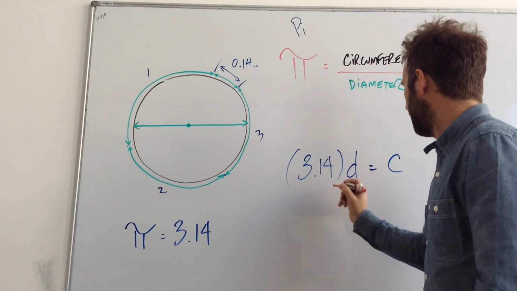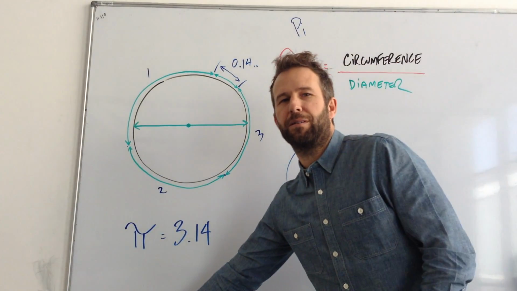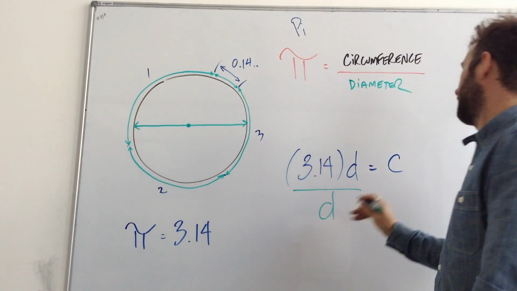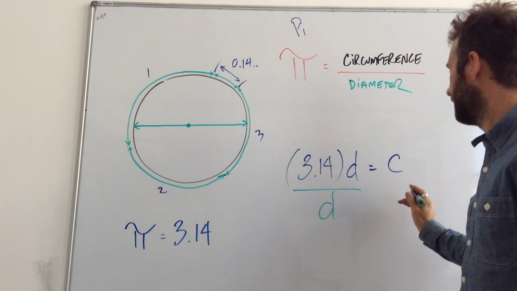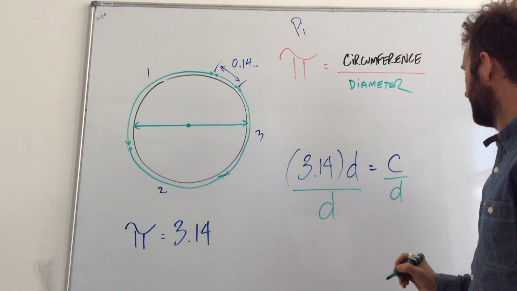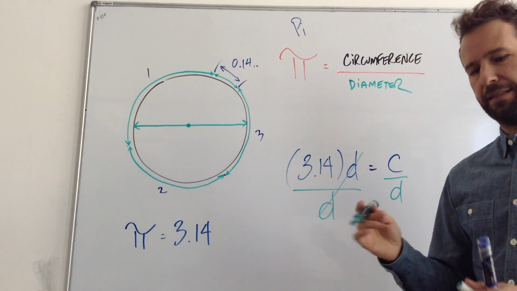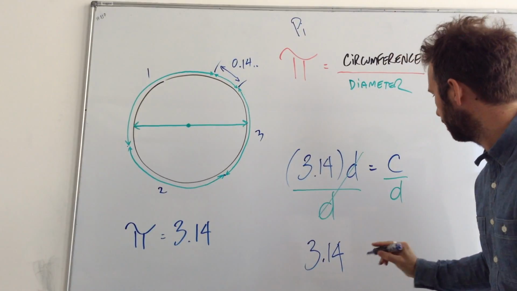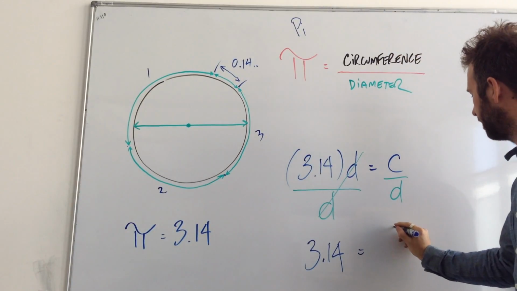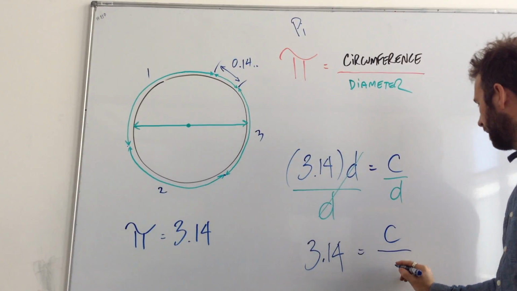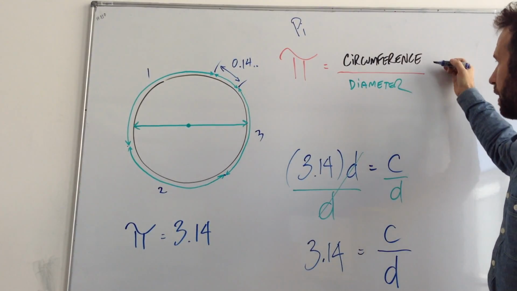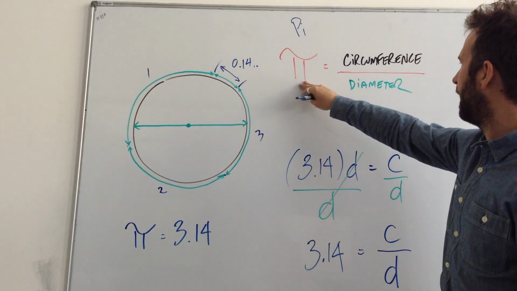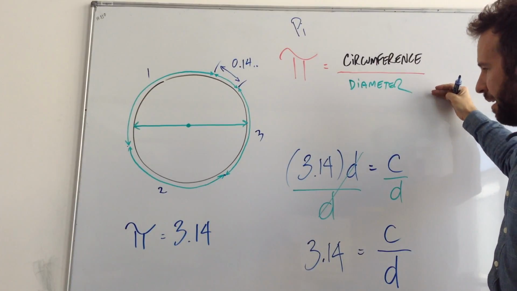So if I do that right now, if I divide the whole thing, I'll be green. Divide the whole thing by D, that means because it's an algebraic equation, I want to keep the balance. I want to divide both sides by D. Those D's will cancel out, and that simply leaves us with pi, or 3.14, is equal to the ratio of the circumference over the diameter, which is where we started. So pi is equal to the ratio of the circumference to the diameter.